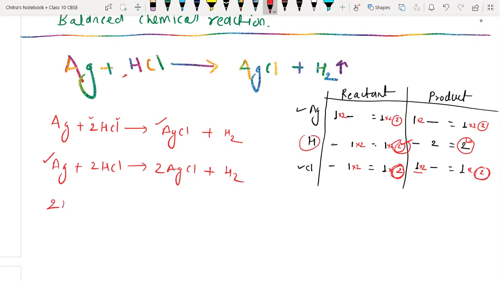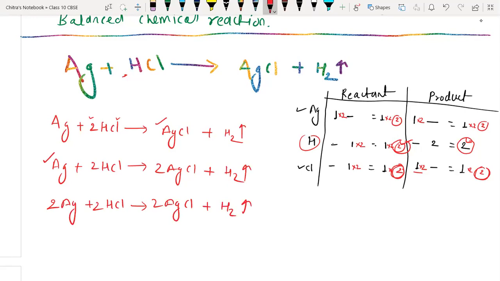So it is 2Ag plus 2HCl equals 2AgCl plus H2. Hydrogen gas is released into the atmosphere, so we have to represent it by an upward arrow. Okay. So now the reaction is balanced.